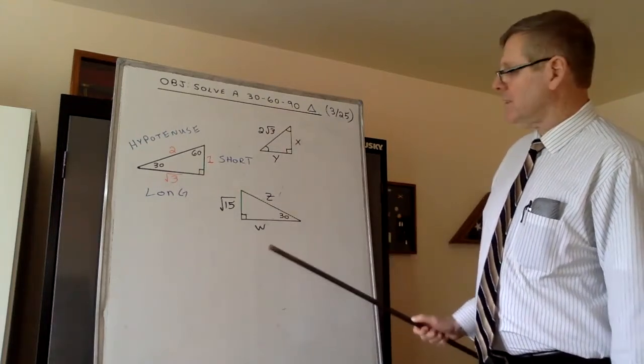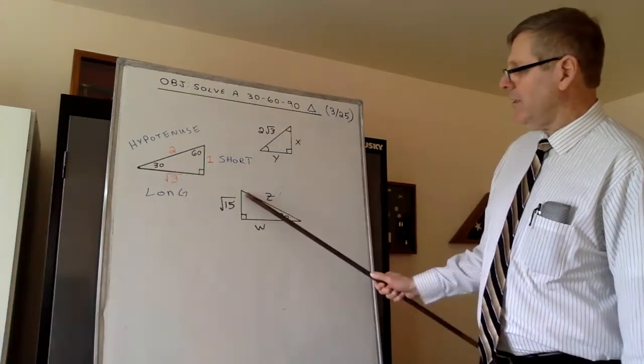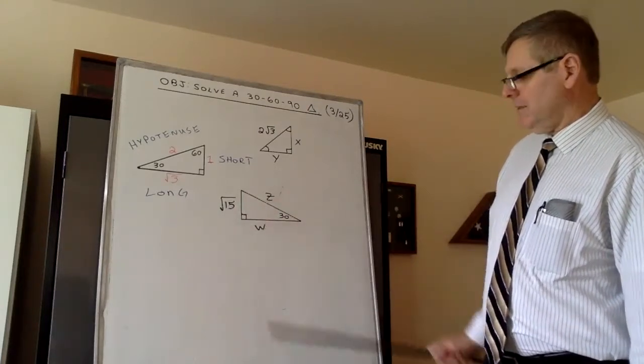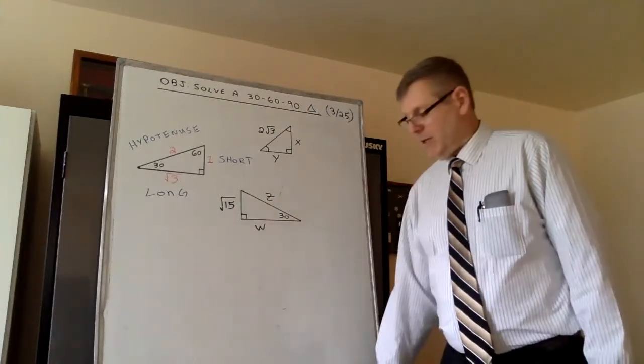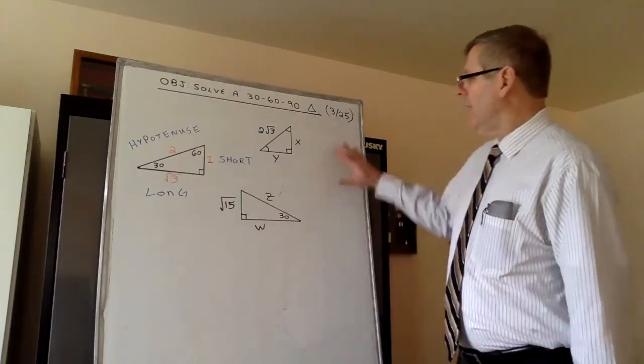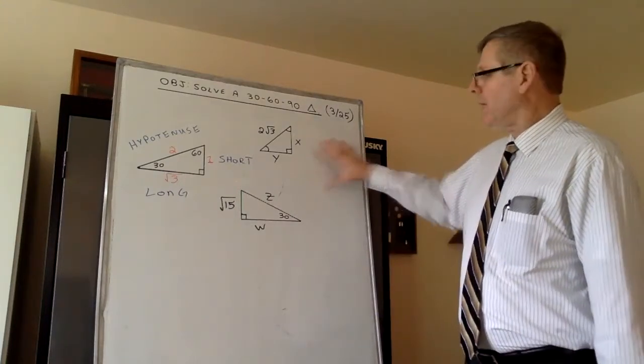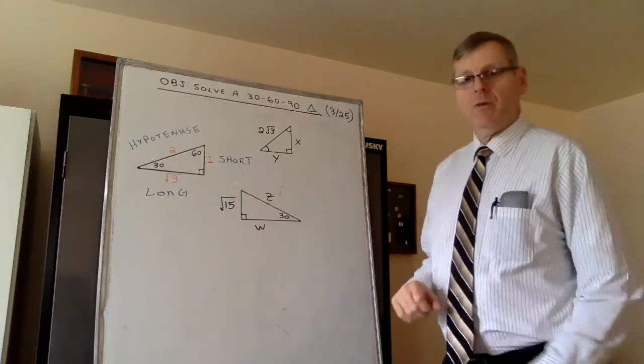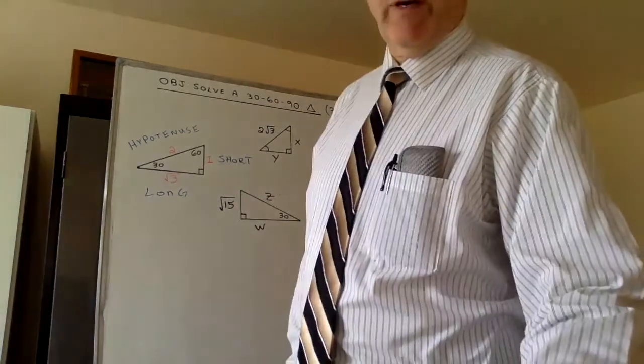This is a 30, 60, 90, because if this is 30 and 90, you can figure out that one. So if this is the square root of 15, find z and w. All right, so take a few minutes and try to figure out all four of those missing variables to solve both triangles. We'll review that in just a moment, whenever you're ready.